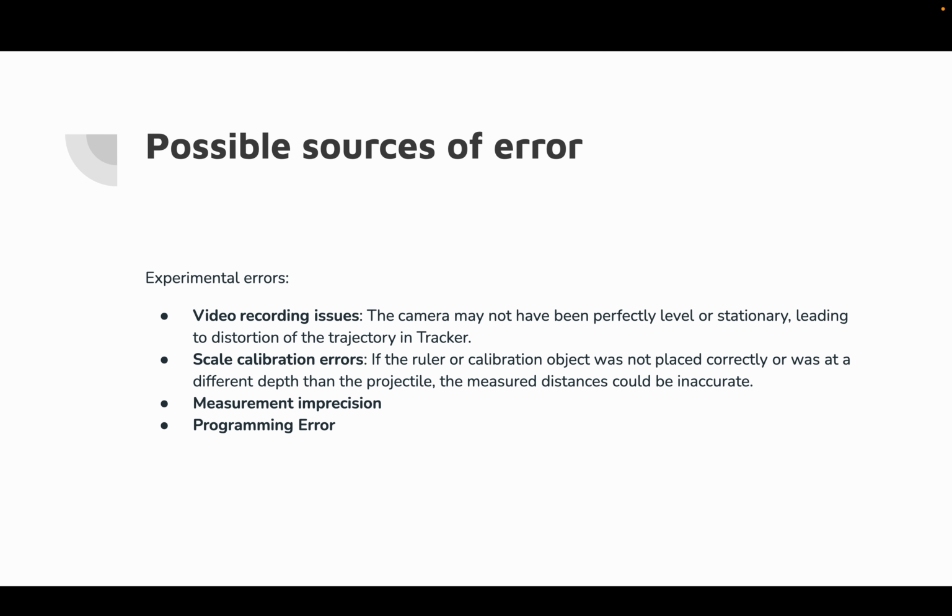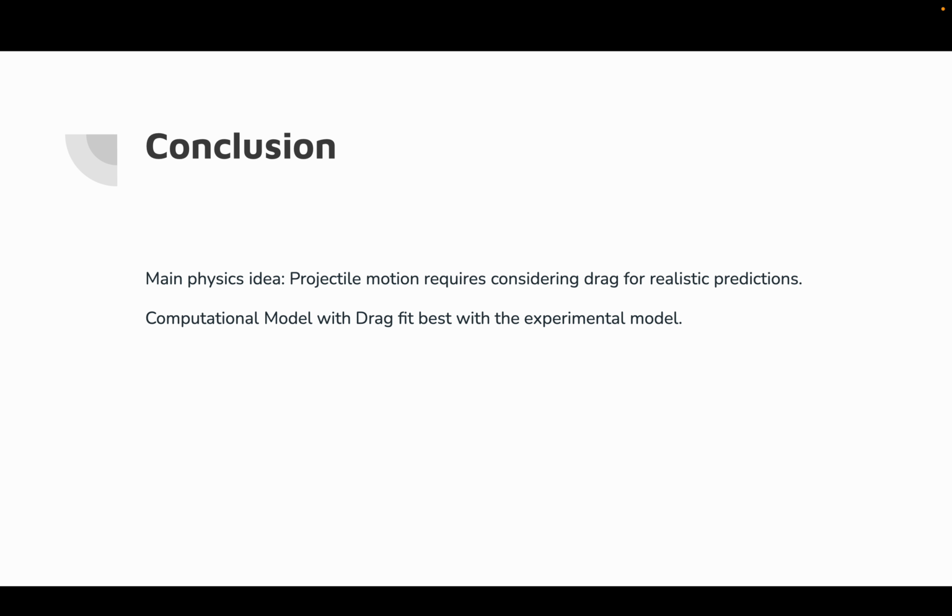Some possible sources of error would be video recording issues. The camera recording the video could have been a little better. There were scale calibration errors, like if the ruler was placed incorrectly, and there could be programming errors as well. The main idea we got from this is that projectile motion requires considering drag for realistic predictions, and the experimental model fit better with the computational model with drag than without.